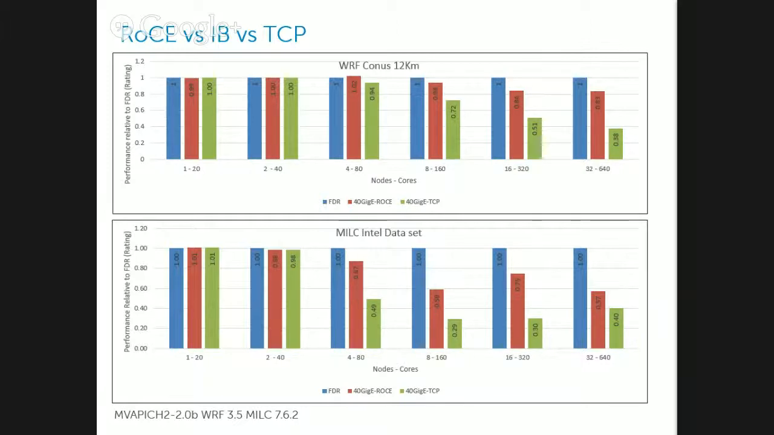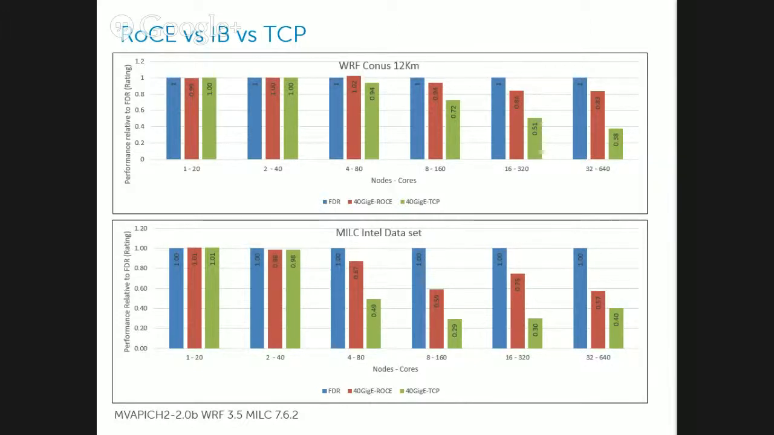MILC does a lot of neighbor communications, but it's also very communications heavy. It does non-blocking sends and non-blocking receives, and as you keep increasing the number of nodes, the size of the messages increases considerably. You'll see 40 GigE RoCE dropping even at 4 nodes, and it drops off significantly when we go to 32 nodes.